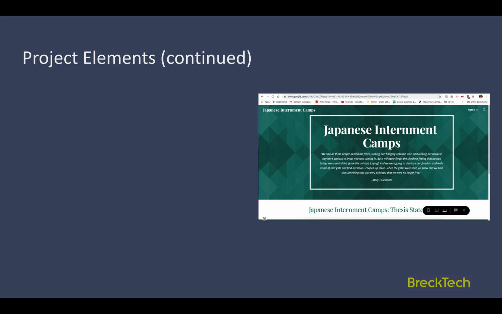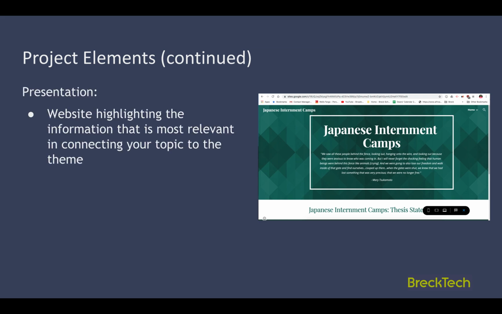Okay, project elements continued. You're going to create a presentation, and that presentation is in the form of a website, and it's going to highlight the information that is most relevant in connecting your topic to the theme as well as your thesis, expanding or denying the ideal. And you also create a 5-minute screencast that summarizes your website, and we're going to share those screencasts with each other.